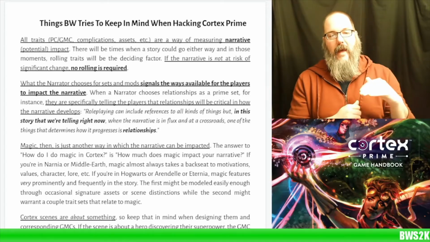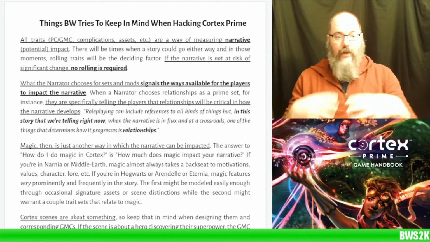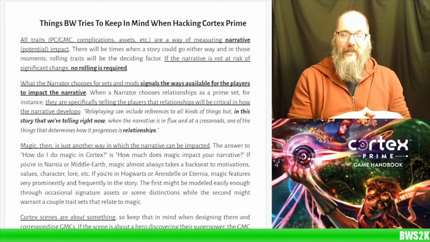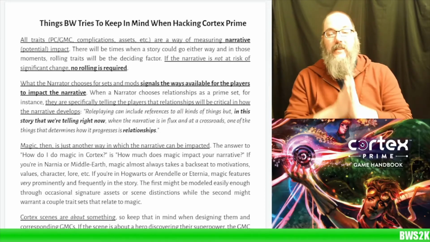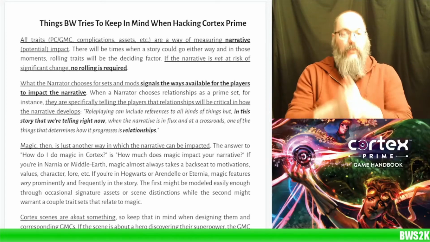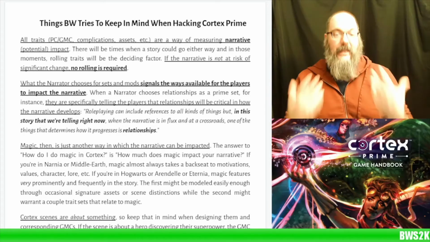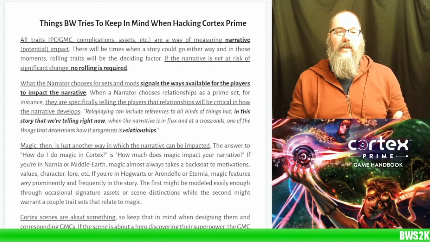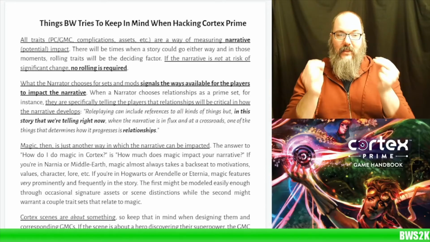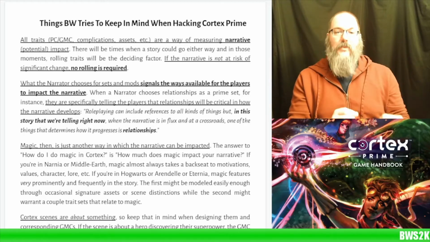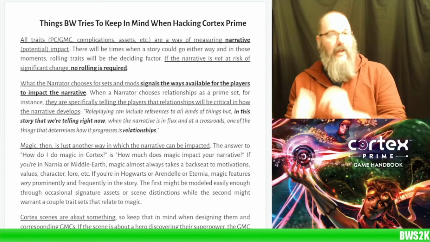So then we move on from that. What the narrator chooses for sets and mods signals the ways available for the players to impact the narrative, right? So when a narrator chooses relationships as a prime set, for instance, they are specifically telling the players that relationships will be critical in how the narrative develops.